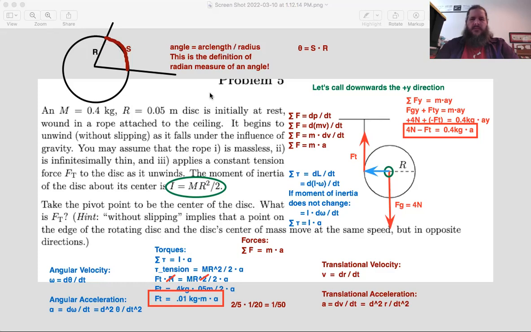Didn't you say it would be angle is arc length over radius? Oh yeah, sorry about that. Arc length divided by radius. I was accidentally jumping ahead to a different formula.